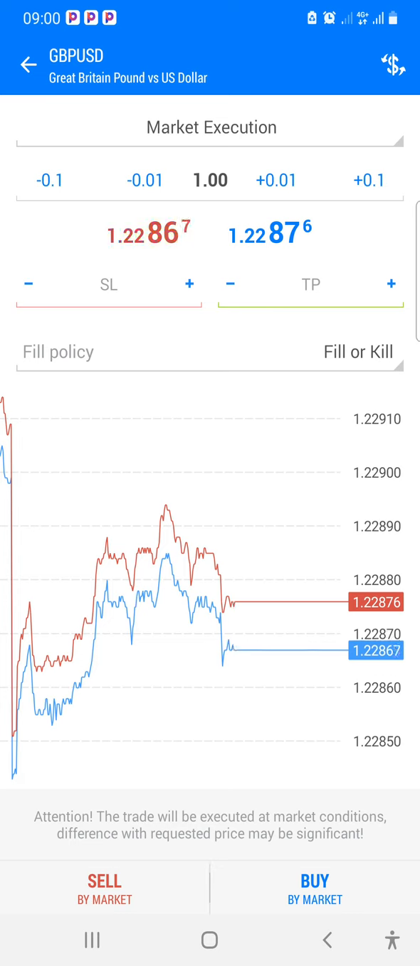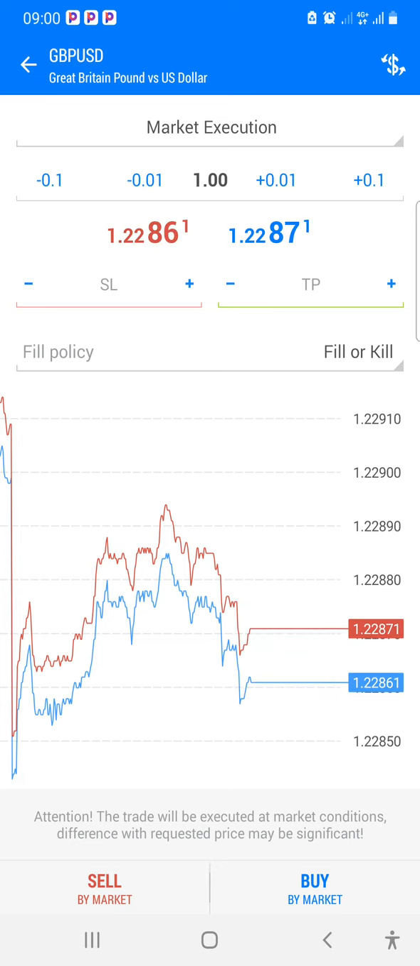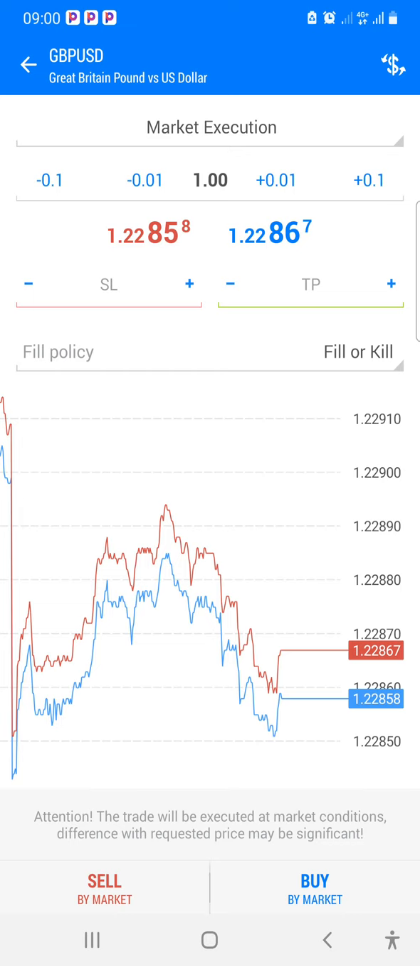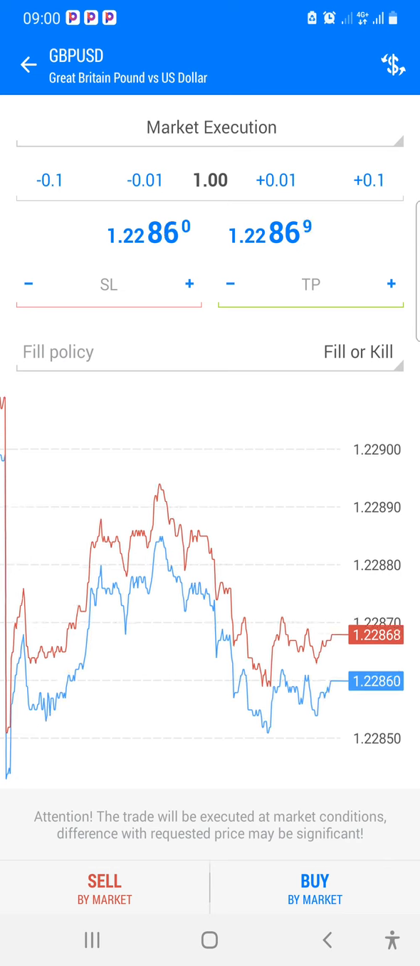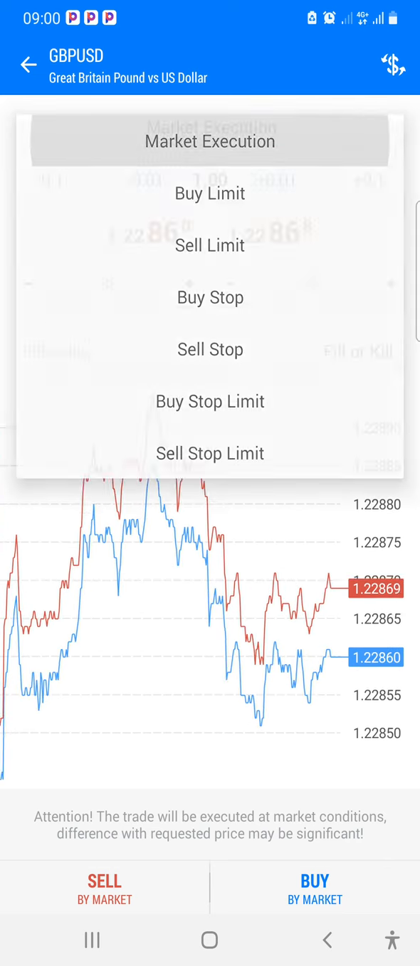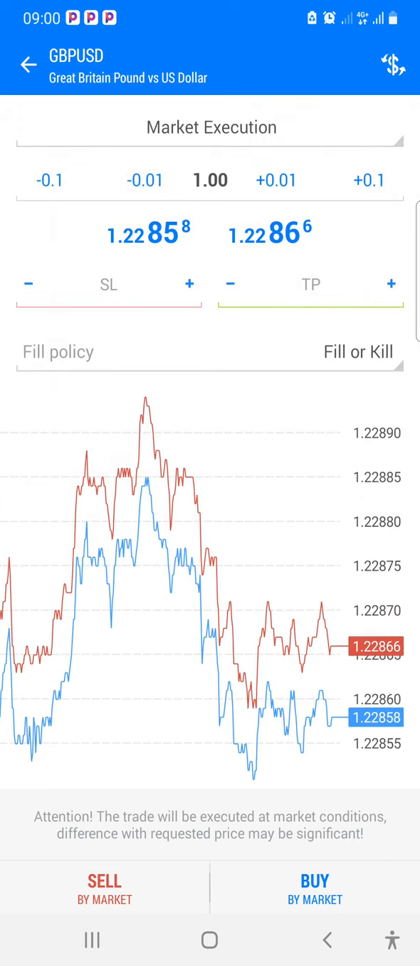I told you already, bid price is the price buyers want to buy from you, which applies when you are selling, while ask price is the price sellers want to sell for. If I want to buy now, the market order will trigger at 1.22866. If I want to sell, it will be 1.2285. Market execution is simple. Let's say market execution, I want to buy.